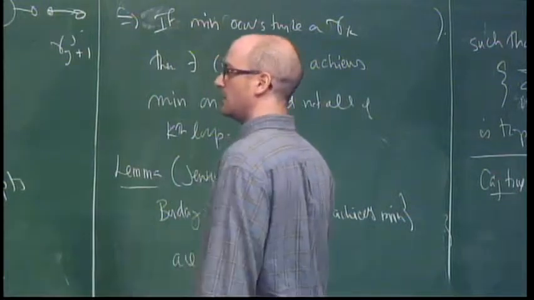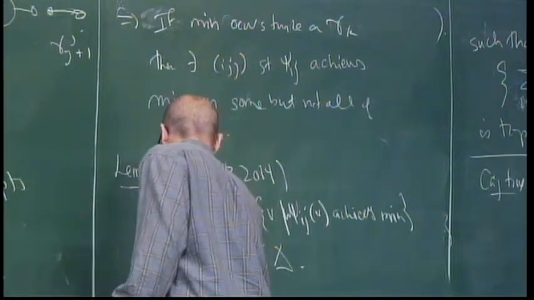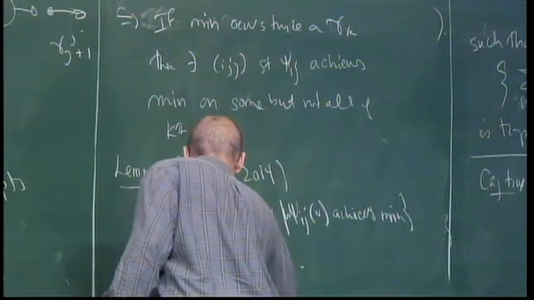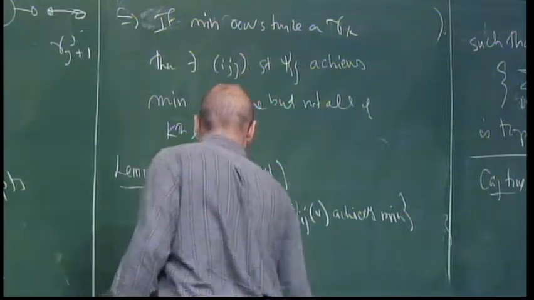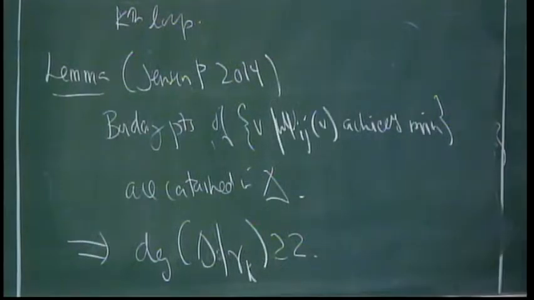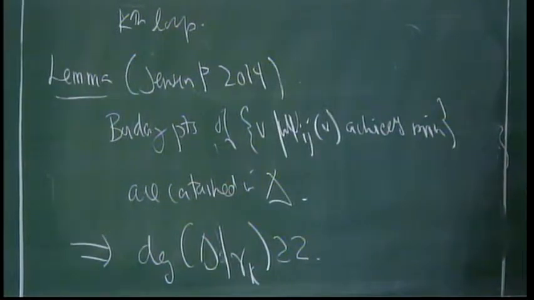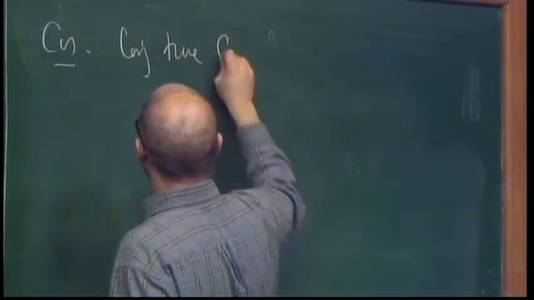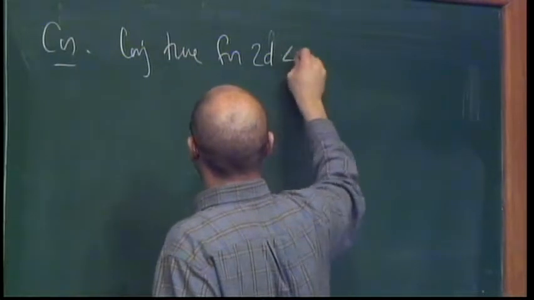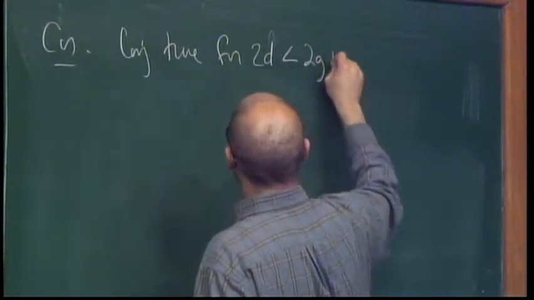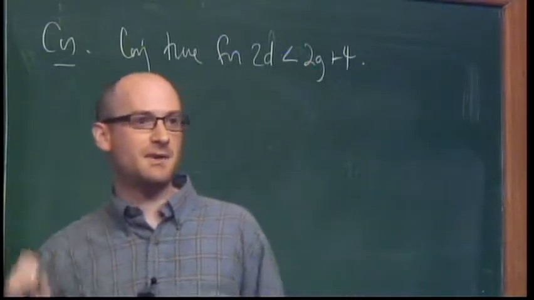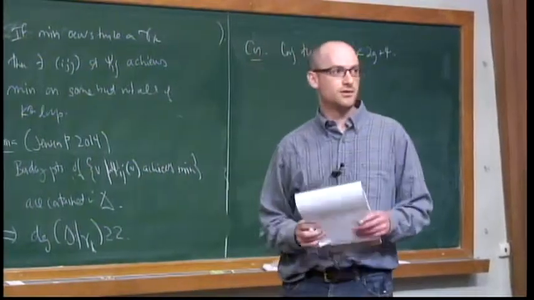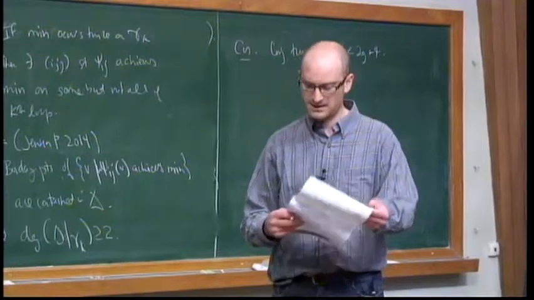Okay, so that implies that the degree of delta restricted to gamma k is at least 2. So again, assuming that the minimum occurs twice. So as a corollary, the conjecture is true for 2d less than 2g plus 4. And the same argument works for md less than 2g plus 4. I won't go through the details.